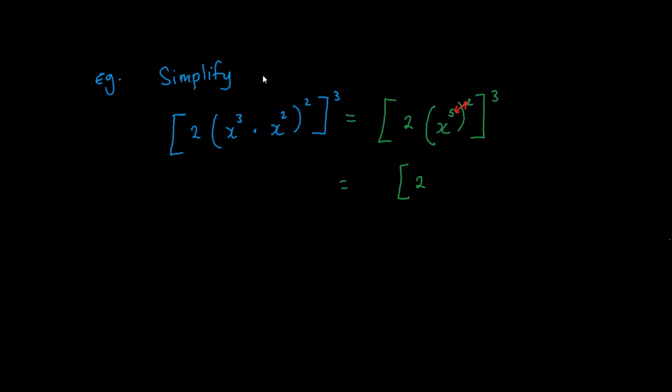So I have 2x raised to the power of 5 times 2, that should be 10, all cubed. And that is equal to, now I'm going to take the further power of 3 and multiply it to every exponent inside the bracket. So I'm going to multiply 3 to the exponent of 2, which is 1, and I'm going to take 3 and multiply it to the exponent of x, which is 10, and that should be equal to 2 cubed, and remember 2 cubed is equal to 2 times 2 times 2, 2 times 2 is 4, 4 times 2 is 8, so that should be 8x raised to the power of 30. 10 times 3 is 30, and that is my final answer.